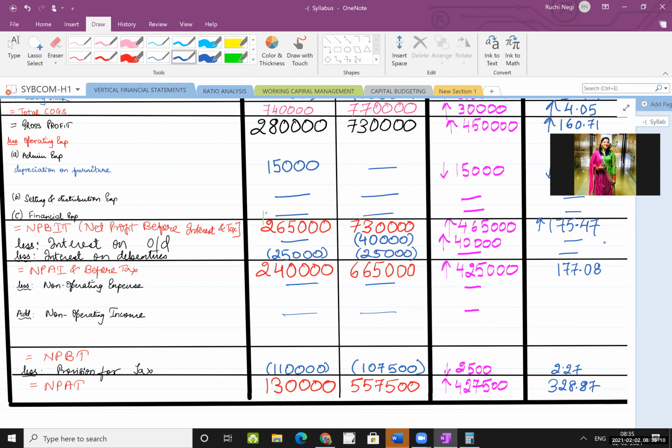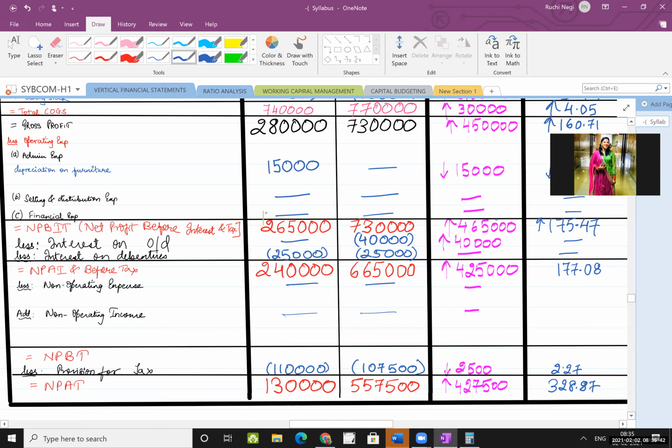Interest on OD in the first year is 0. So there is an increase of 40,000. I cannot calculate the last column because the denominator is not there. Okay, so what is the formula? Increase or decrease divided by base year into 100. I don't have a base year for interest on OD. Am I clear? Just acknowledge it in the chat box. Same goes for interest on debentures. There is no increase or decrease. Numerator is 0.